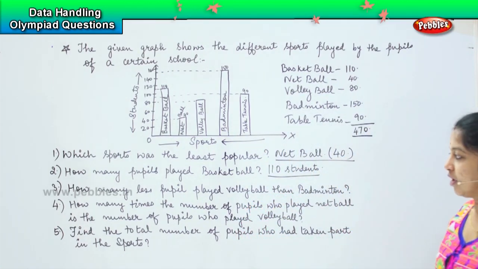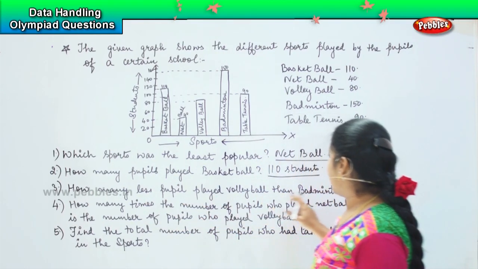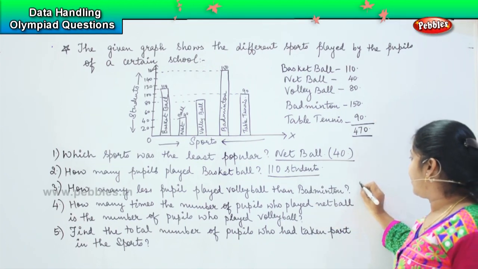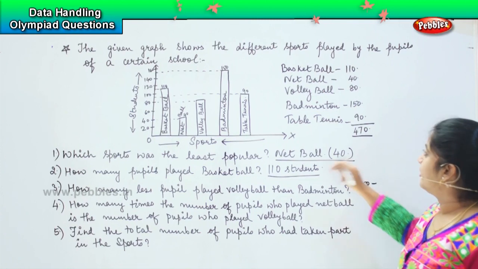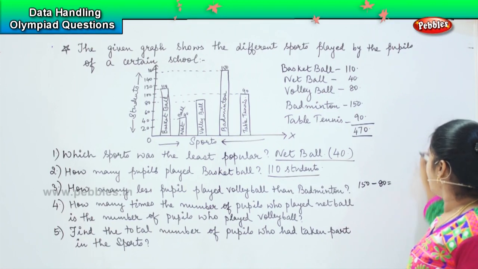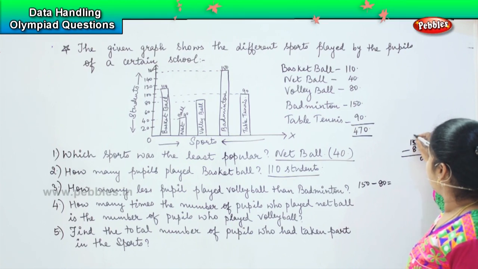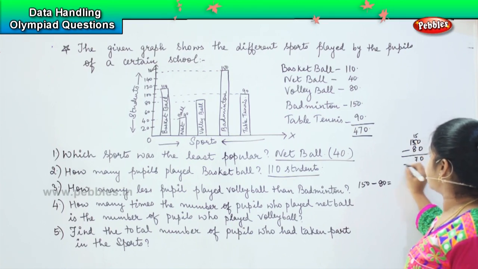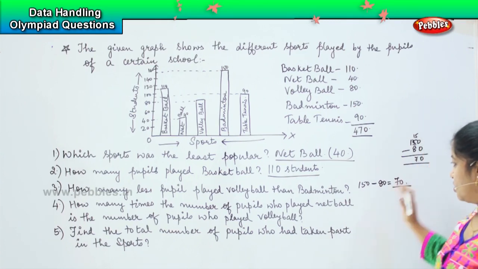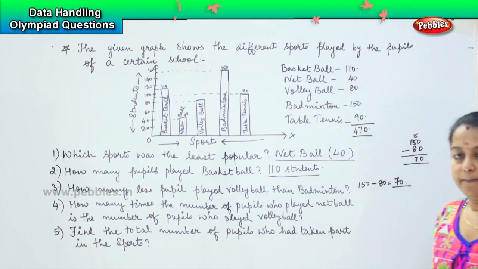Okay. The third question, how many less pupils played volleyball than badminton? So badminton is played by 150 and volleyball is played by 80. So 150 minus 80, 0, 15 minus 8 is 7. So your answer is 70. Okay. So 70 children played less volleyball than the badminton.